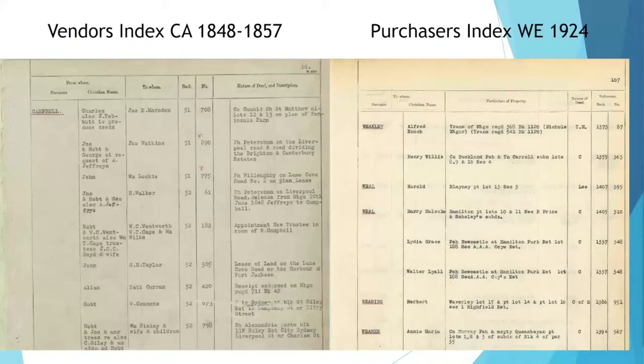And here are some examples of those vendors index and of the purchasers index. Vendors gives you the name of the person who's selling, the name of the person buying, the certificate of title number, and the description of the land as used by the land title people. So it's not going to be street numbers, street names, etc., or suburbs. It's going to be parishes, counties, portion numbers. The purchasers index doesn't show you who sold the land, only who bought the land.